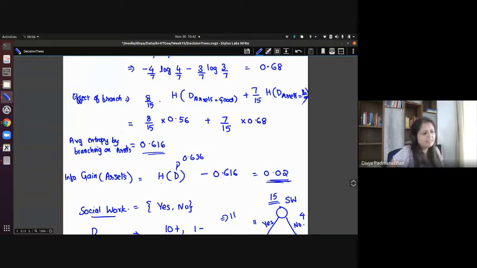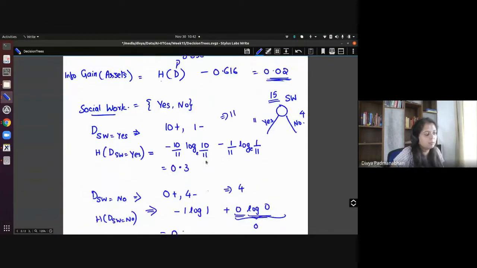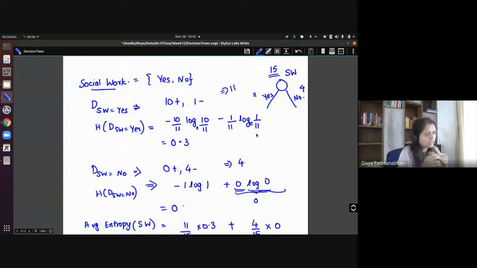Why did this happen? Because by splitting on social work you got some kind of a skew. If you look at this yes class, here there were 10 plus and 1 minus, so most of them had a positive label.